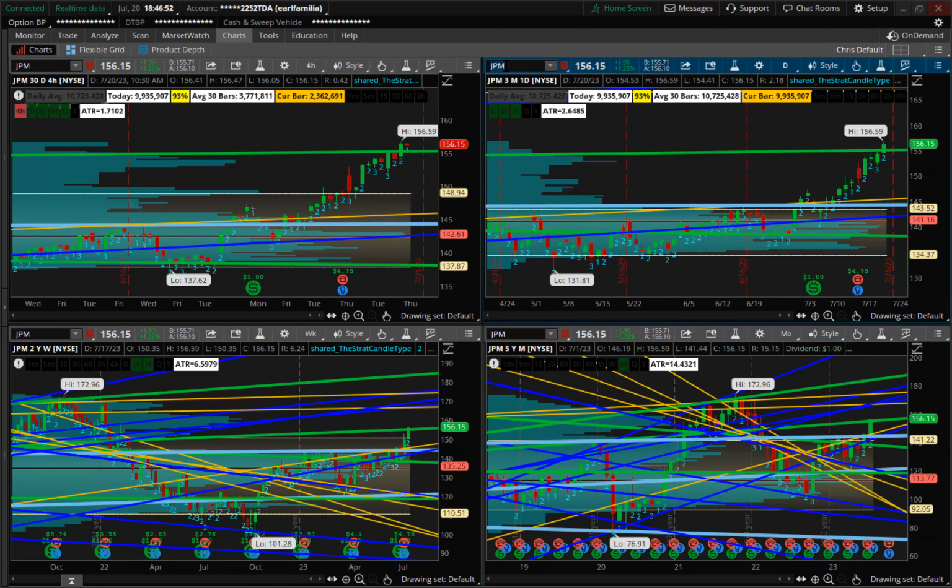JPM is another one. We do get the inside setup here on the 4-hour, barely. So if you want to take it, that's what I would recommend. There's not really much to say on it, but it's in force. Price is moving in a direction. There ain't really much to break down. This thing is strong and it's in force. So I really like the setup on this one.